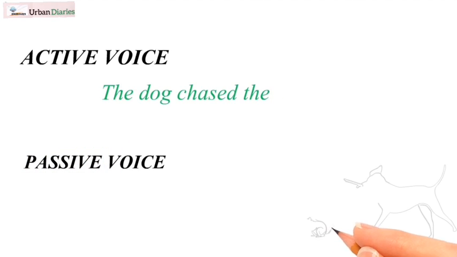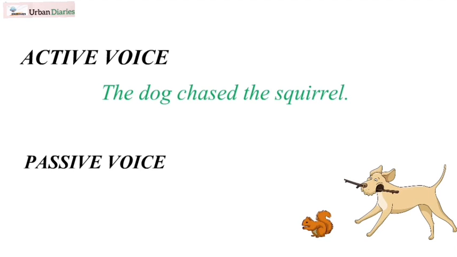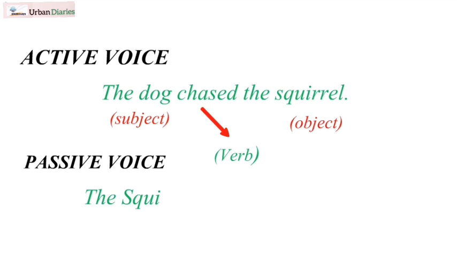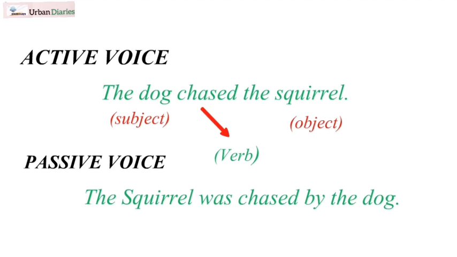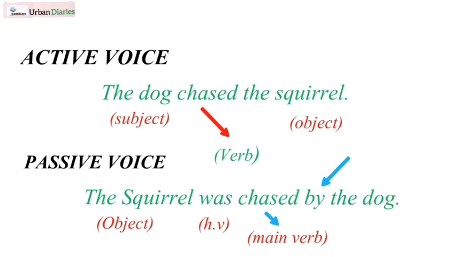My active sentence is, the dog chased the squirrel. In this sentence, the dog is the subject, chased is the verb, and squirrel is the object. Now if I change this active voice into a passive voice, I'll say, the squirrel was chased by the dog. Here, the squirrel has become the object, was is the helping verb, chased is the third form of verb, then we have by, and at last we have subject.